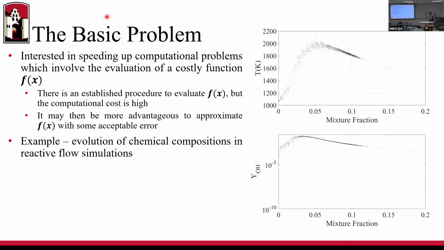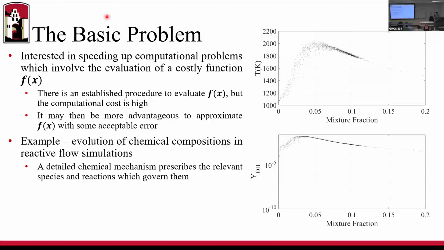cases in this field is the evolution of chemical compositions in reactive flow simulations. Reactive flow simulations usually means simulation of combustion, if you have a burner in an engine and you want to solve for its performance. Okay, so in general, in a detailed calculation of combustion, we would have a detailed chemical mechanism which prescribes which are the relevant species present in the current flame and which reactions govern them.